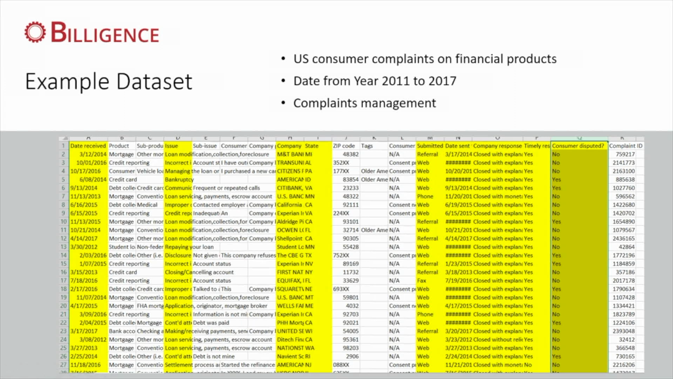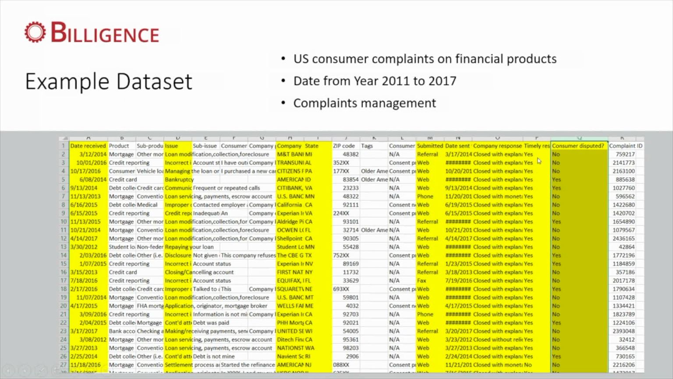From this dataset, we can see that we have the date received of the complaint, what issue the customer is complaining about, what company the issue belongs to and which state it belongs to, and how the company received the complaint, via referral, web, phone, etc. And this date is the date that the company replied and resolved the dispute. This is the outcome that the company gave to the customer, for example, closed with explanation.